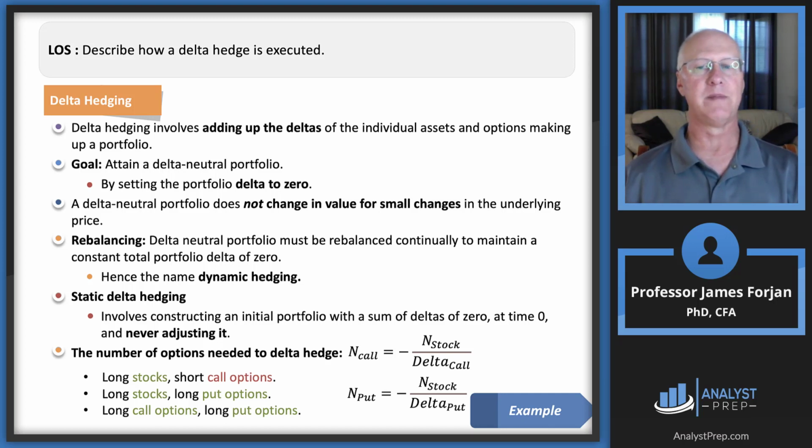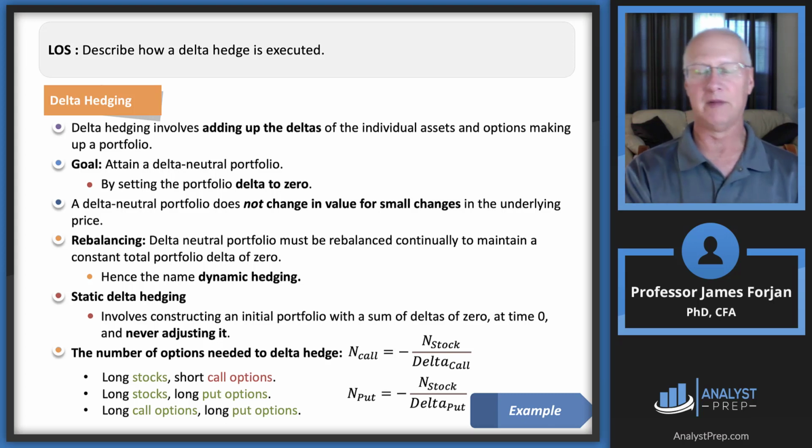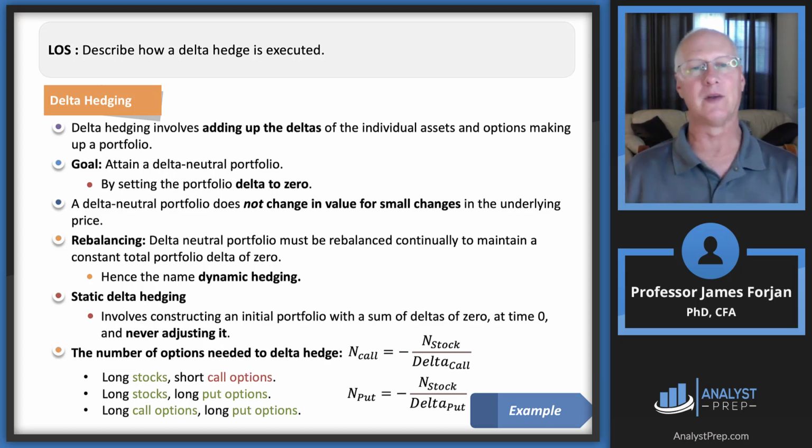So look at the next one, rebalancing. Delta neutral portfolios must be rebalanced continuously to maintain a constant portfolio delta of 0. This is called dynamic hedging. And notice, I'm going to repeat this, rebalanced continuously. You could also do some static delta hedging, which involves constructing the initial portfolio and then never adjusting it. And so when stock prices go way, way up or way, way down during the life of the option, that static delta hedging is just not very effective.